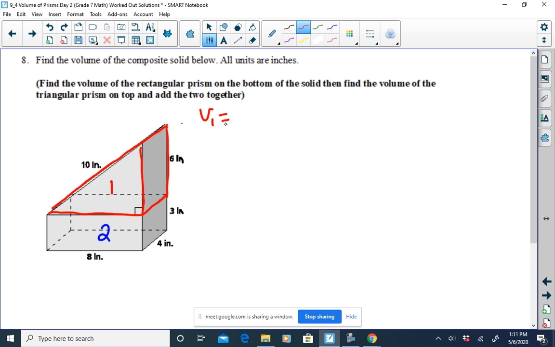Volume 1 is a triangular prism, right? And when we find the volume of a triangular prism, it's still going to be base area times height, right? But the base area is a triangle. So it's 1/2 base times height, and then times the height of the prism. I've got to keep making that a capital H. All right? So volume 1 is going to be 1/2.